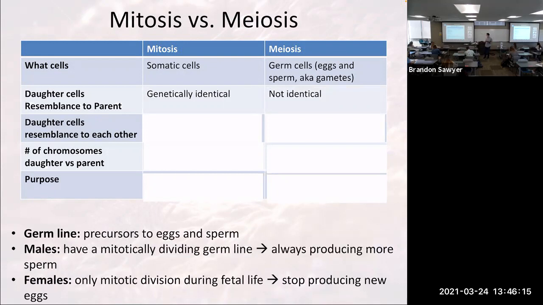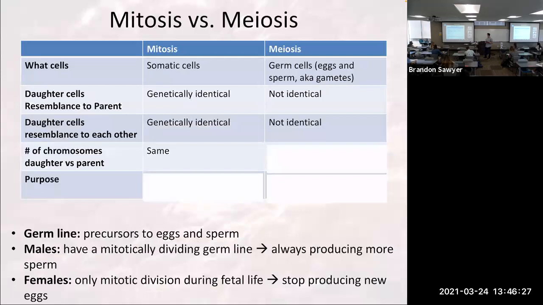Okay, and we talked about that a little bit last semester when we talked about crossing over and some of those things. And yeah, so we won't go into that too much in detail this semester. Okay, daughter cells resemblance. Oh yeah, that one was out of order. Daughter cells resemblance to each other. Mitosis, they're the same. Meiosis, they're not. So we have 4 genetically unique cells in meiosis and 2 genetically identical cells in mitosis.